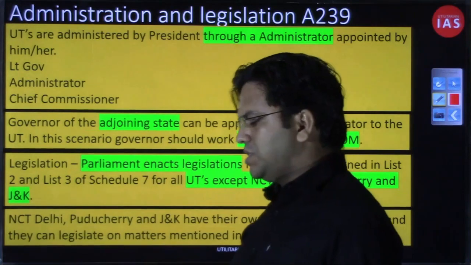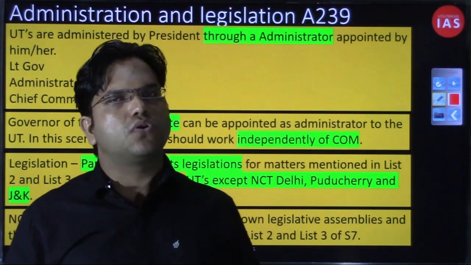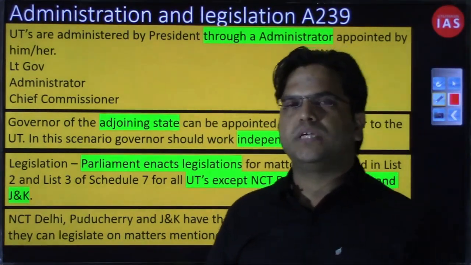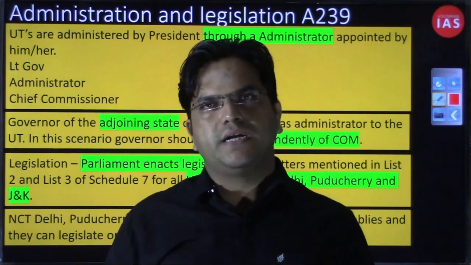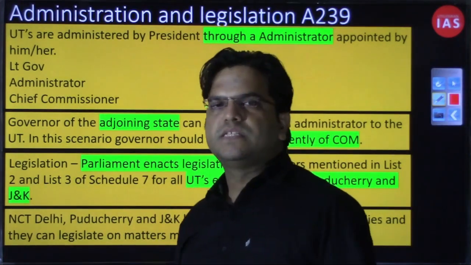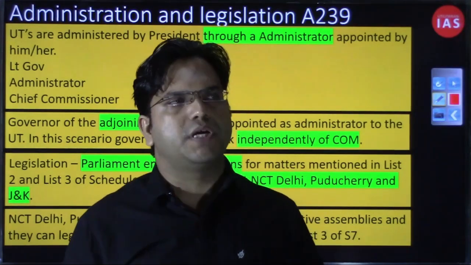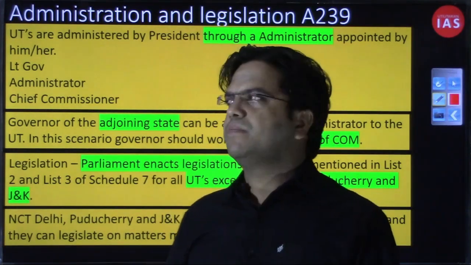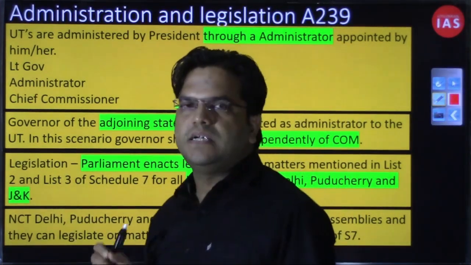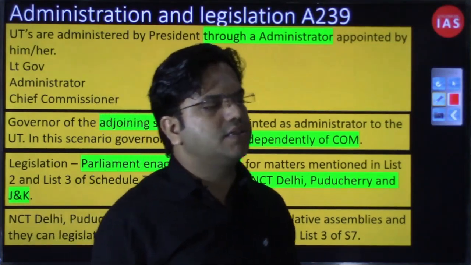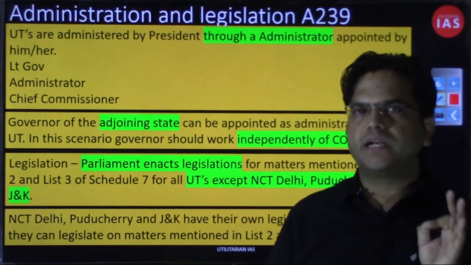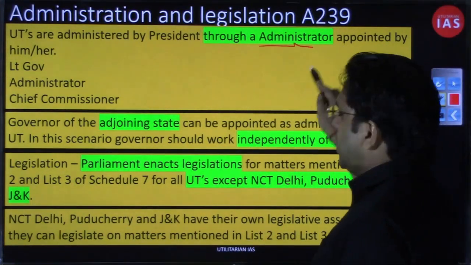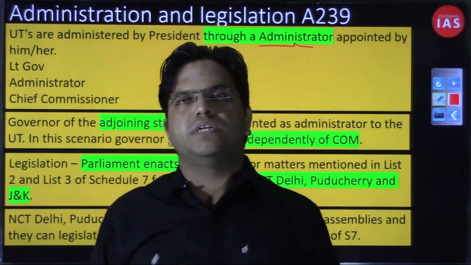Talking about administration, you have Article 239, which talks about how these union territories will be run or administered. And Article 239 reads that union territories will be administered by the president. Let us repeat it again: union territories will be administered by the president. But the question arises, will the president directly administer these union territories? The answer is no, the president is not going to directly administer them. What he will do is appoint an administrator and rule these union territories through this administrator.